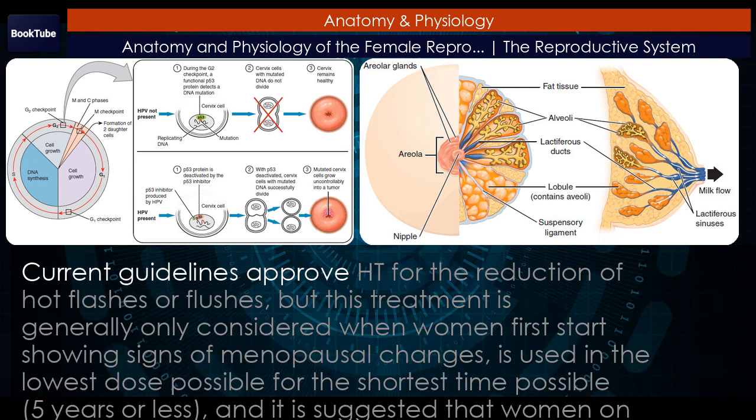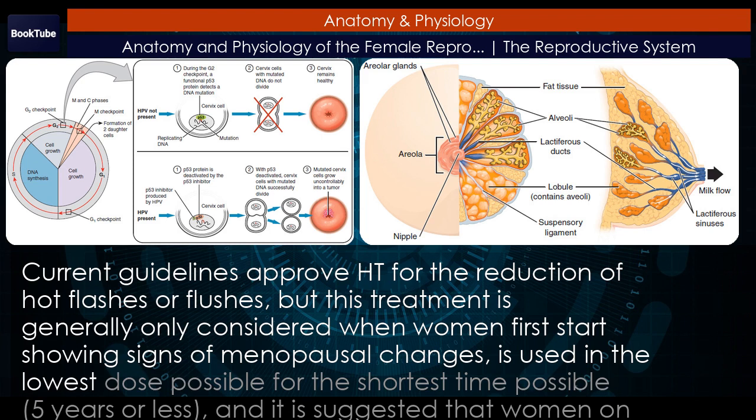Current guidelines approve HT for the reduction of hot flashes or flushes, but this treatment is generally only considered when women first start showing signs of menopausal changes. It is used in the lowest dose possible for the shortest time possible, 5 years or less. And it is suggested that women on HT have regular pelvic and breast exams.